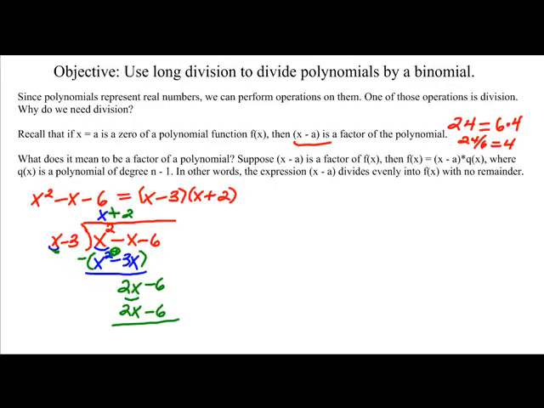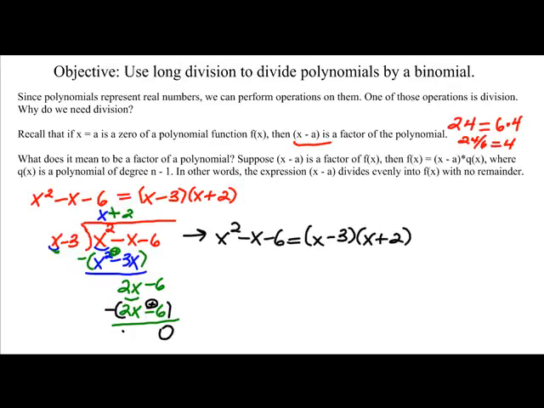So now when we subtract, again we'll change all the signs, so that's going to be a minus 2x and really a plus 6. But notice that 2x subtracts to 0, negative 6 plus 6, that is 0. So we find that there's no remainder when we divide x squared minus x minus 6 by x minus 3. So just as we knew, we proved here that x squared minus x minus 6 is indeed equal to, I'm sorry, not x squared, x minus 3 times x plus 2. Okay?